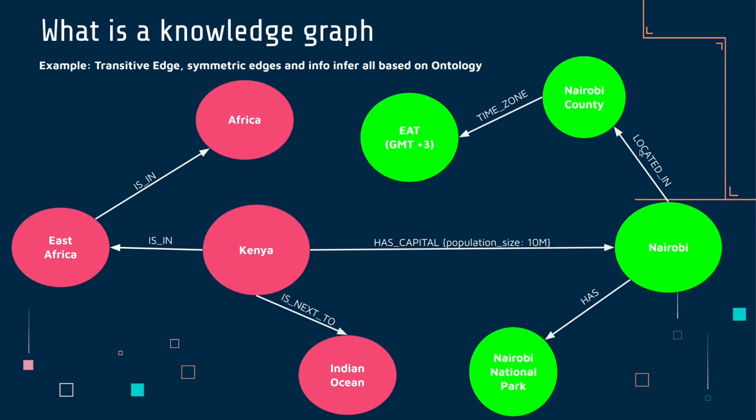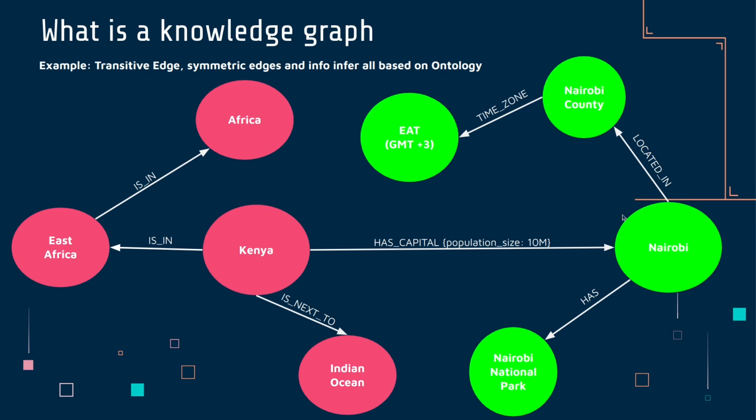Since Nairobi is located within Nairobi County and has a time zone of GMT+3, I can know that the time zone of Nairobi is GMT+3. So this information, we have inferred. These are called transitive edges in mathematics. Because these are all connected, since I know this information, I can relate it with this one here, because they're all connected, right?